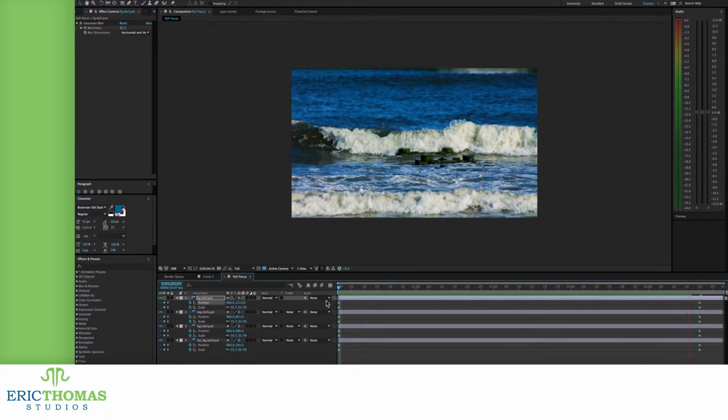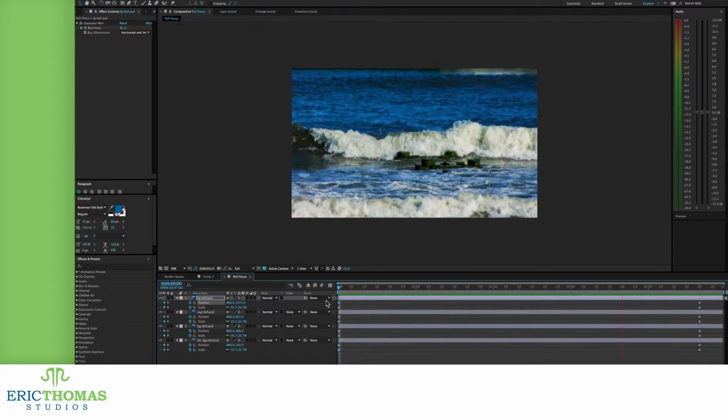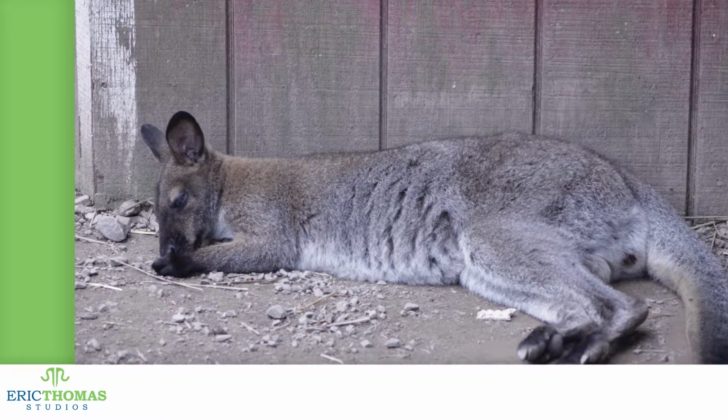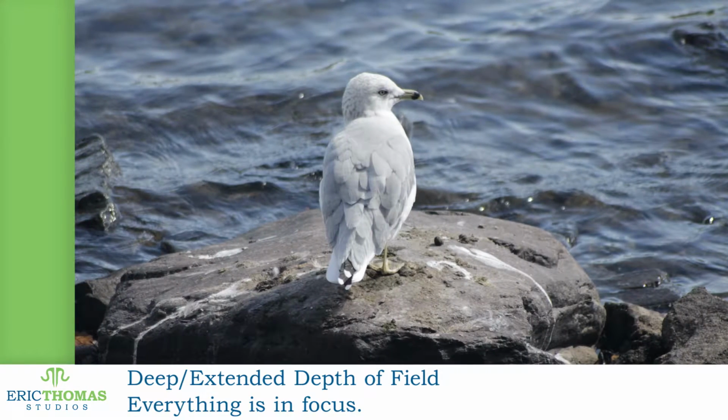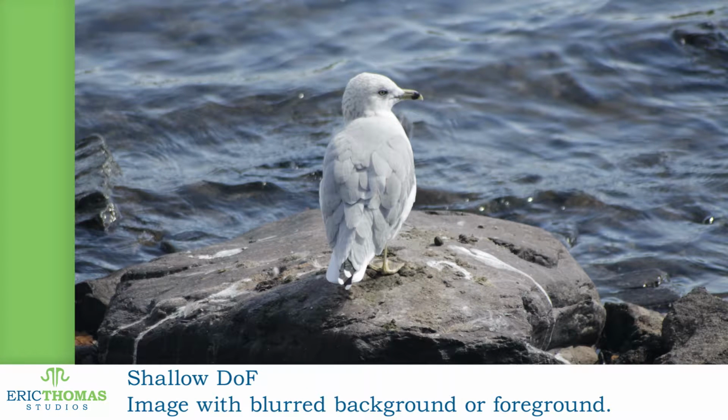DOF, simply put, is how sharp the parts of your image or footage appear. A photo where everything is sharp and in focus is called deep, or extended, depth of field, while any shot that has a blurred background or foreground has a shallow depth of field.